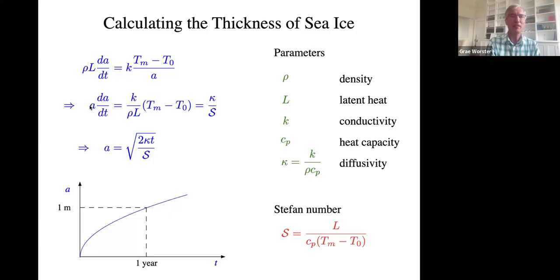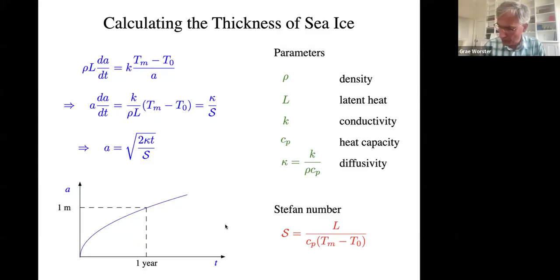The integral of A dA dt is 1/2 a squared, and the integral of this constant is just the constant times time. So if I sort all that out, I find that the thickness of ice grows in proportion to the square root of time with these constants in front. And you can put typical numbers in that, and we find, as I suggested a little earlier, that the ice grows to about 1 meter thick in 1 year.